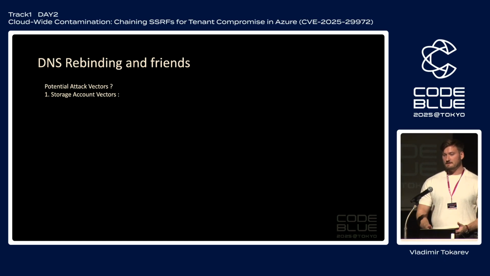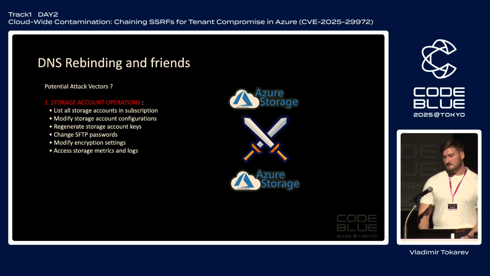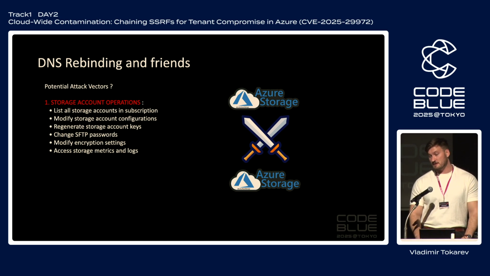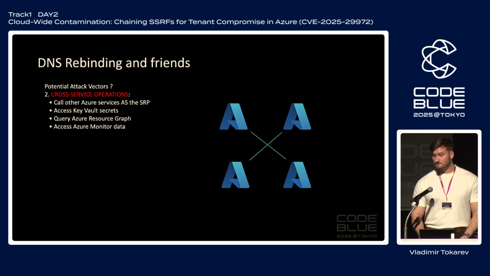Or we have this primitive that leaks the AID token, and so what can an attacker achieve with that? Storage account vectors, basically SRP attacking SRP, right? So for instance, from here we could potentially trigger another request to another SRP endpoint and reset some stuff, modify encryption settings, access storage metrics, list storage accounts, stuff like that, which could be pretty cool.